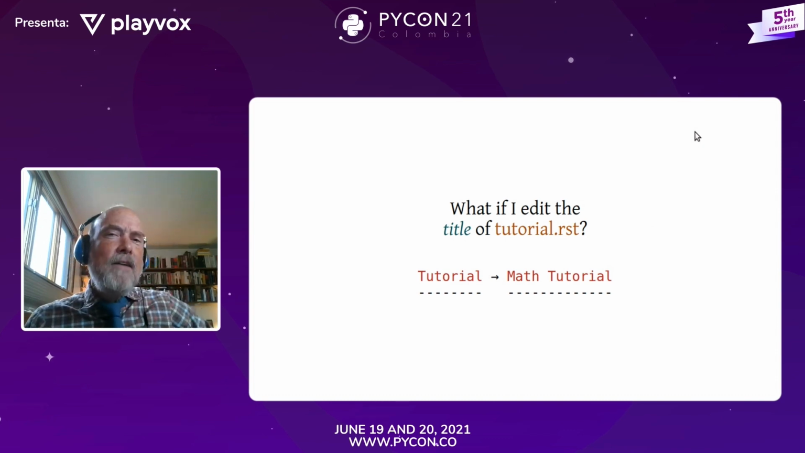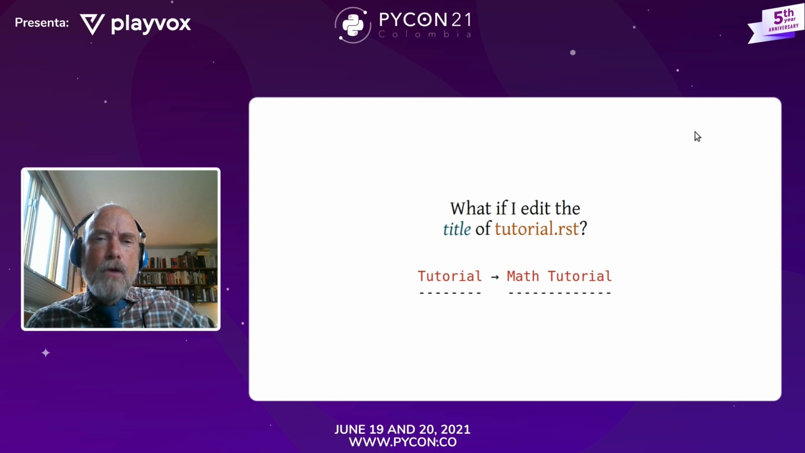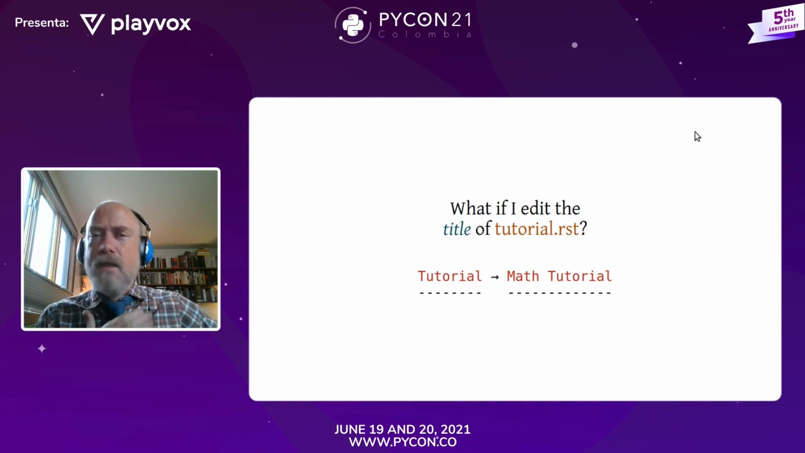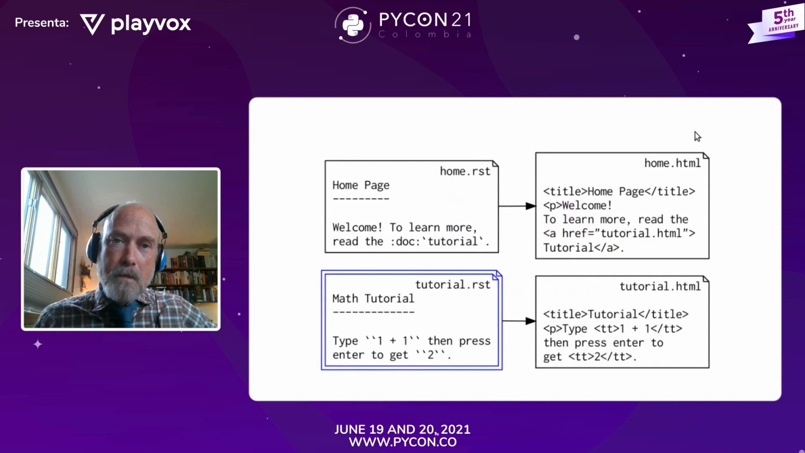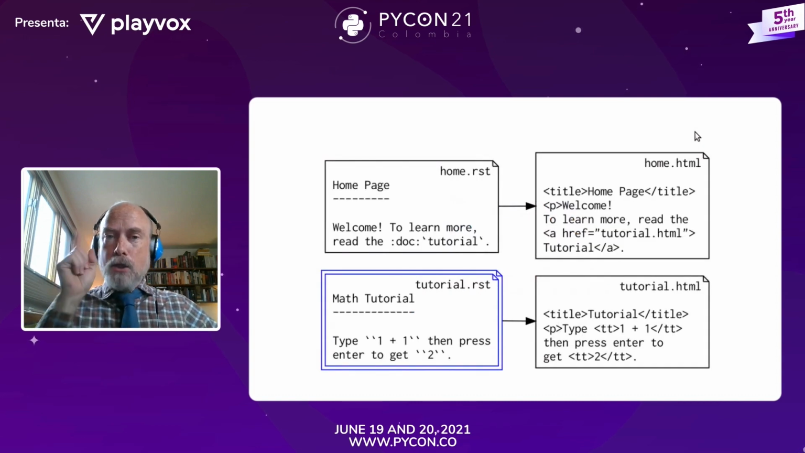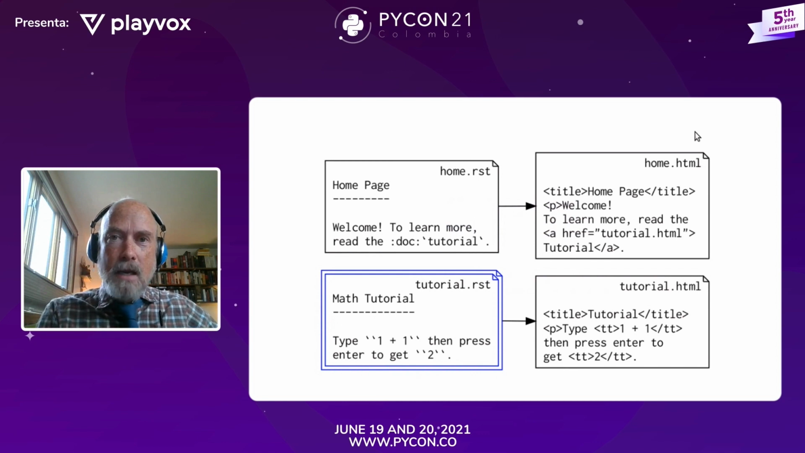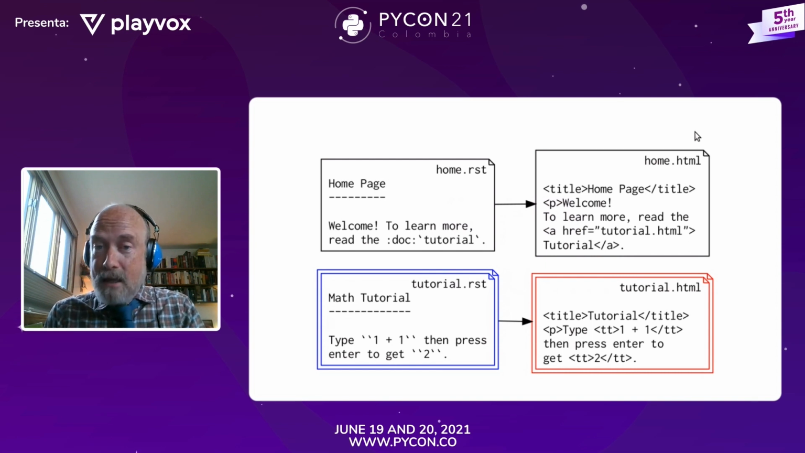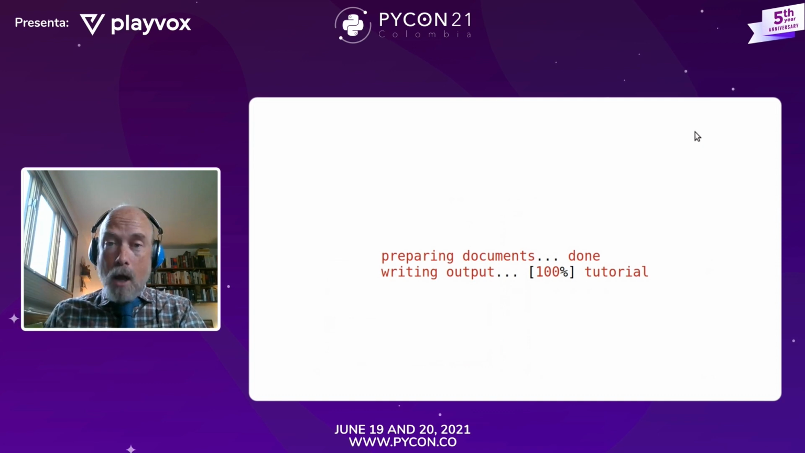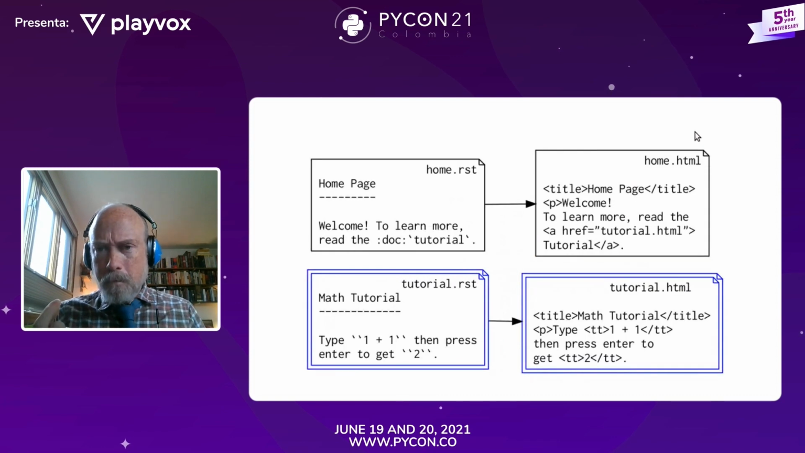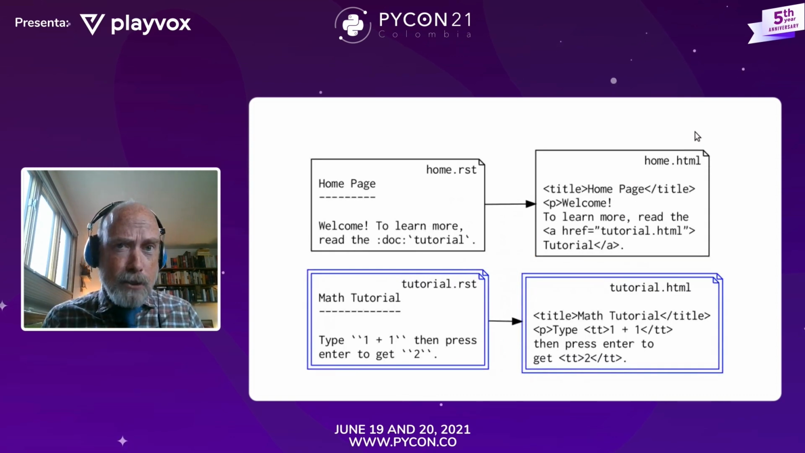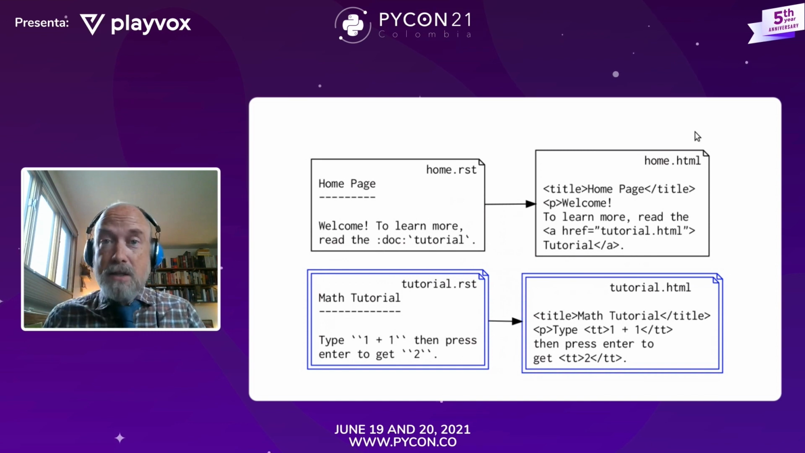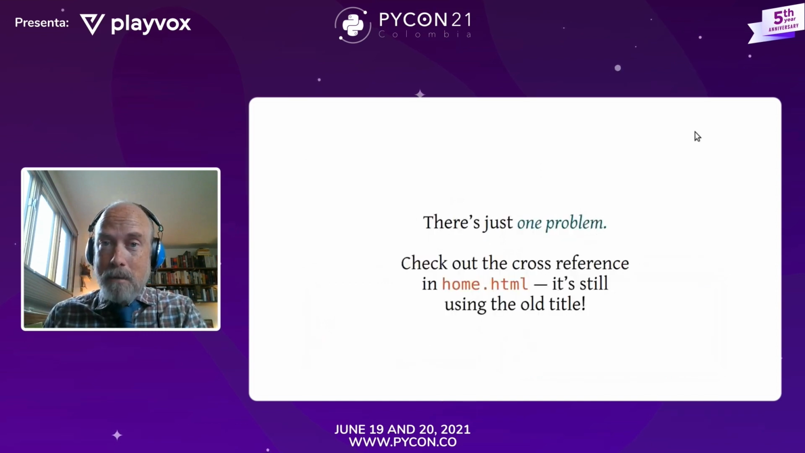What if I edit the title of tutorial.rst? What if I change it from tutorial to math tutorial? What happens? Well, Sphinx will notice tutorial.rst has been edited. It will then realize that that means tutorial.html is now out of date and needs to be rebuilt. Sphinx will say, all right, writing output, and it will rewrite tutorial.html. All right, tutorial.html is now up to date. We can see the correct title has been written into it.